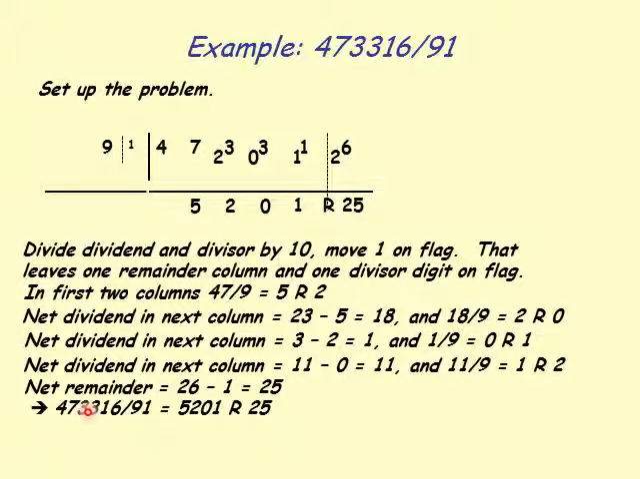That means 473316 divided by 91 is 5201, remainder 25. Let's continue.